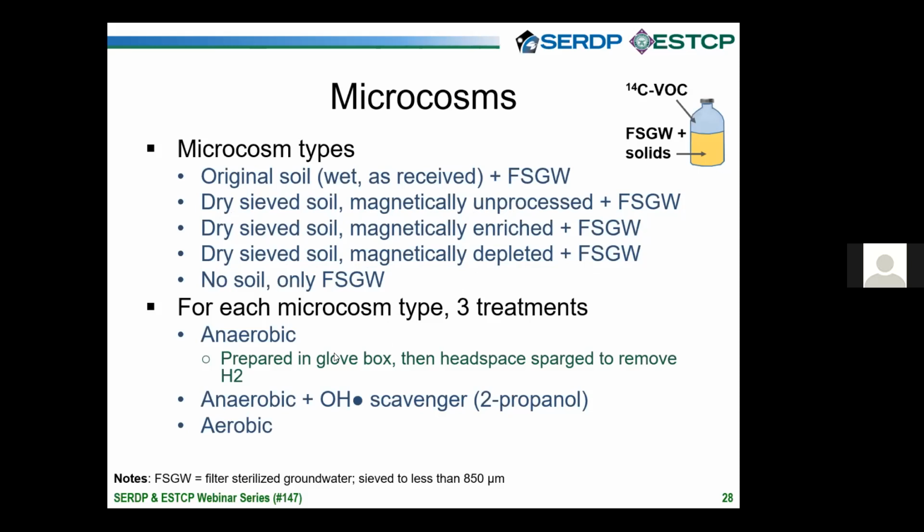For each of the soil types, we have 3 treatments. One is anaerobic, prepared in a glove box, and then we sparge it to get rid of the hydrogen in the headspace. We've got another set that's anaerobic, and we added a hydroxyl radical scavenger. The hypothesis there is that the abiotic degradation we're seeing is attributable to a hydroxyl radical, and by adding the scavenger, we're testing for that. And then another set for aerobic, because a lot of these water supply aquifers are aerobic, and we want to see if abiotic degradation is occurring in those as well.